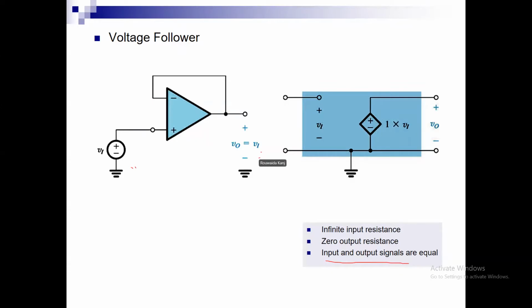So this is great when the signal has a large R sig and the output has a small R load, because now instead of interfacing them directly, R sig does not matter because I see infinite input resistance here, and the Vo will be equal to Vn. This is the purpose of this type of voltage follower circuit. Okay, anybody has any questions?